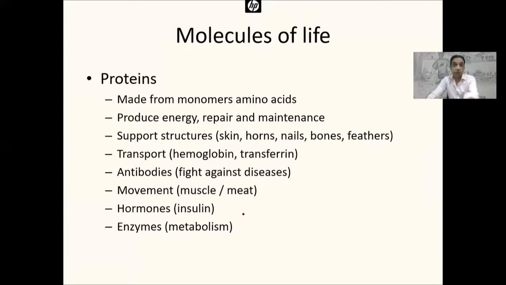They make thousands of different types of proteins, and those proteins are responsible for making our structures as well as in energy production. And protein is a functional molecule. Life executes its functions with the help of proteins. So no protein, no life.